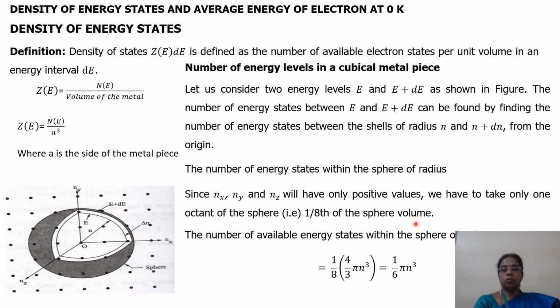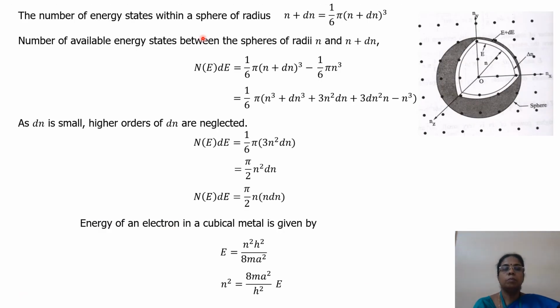So the number of available energy states within the sphere of radius n is equal to 1 by 8 of the volume. So 1 by 8 into 4 by 3 pi n cube, that is equal to 1 by 6 pi n cube. Similarly, the number of energy states within the sphere of radius n plus dn is equal to 1 by 6 pi (n plus dn) the whole cube. But we want to find out the number of available energy states between the spheres of radius n and n plus dn, which denote the energy E and E plus dE. So, greater volume minus the least volume.